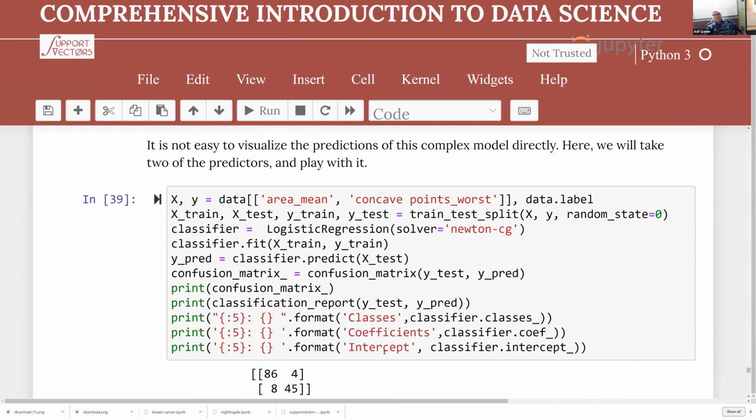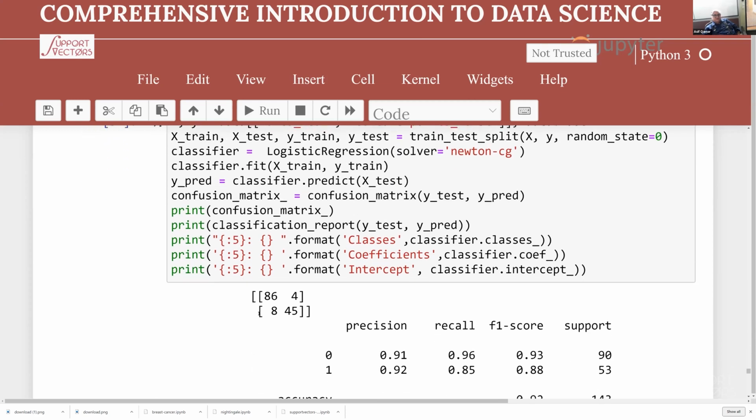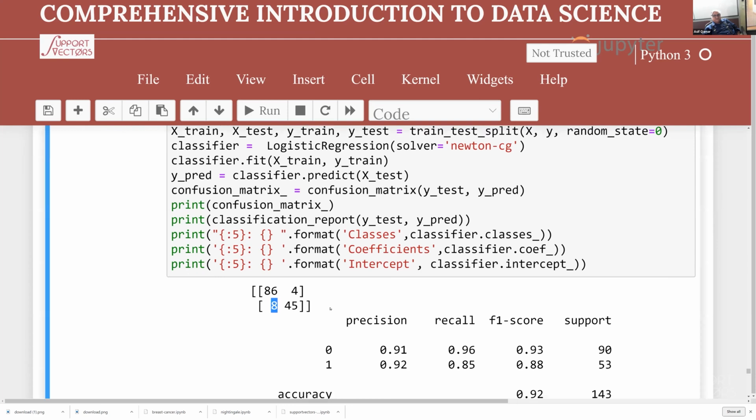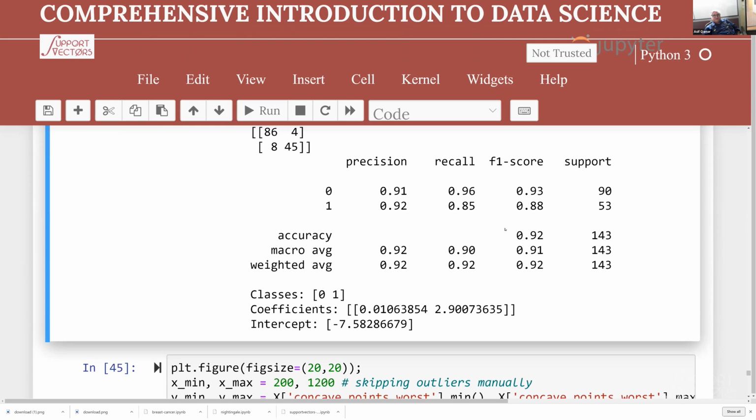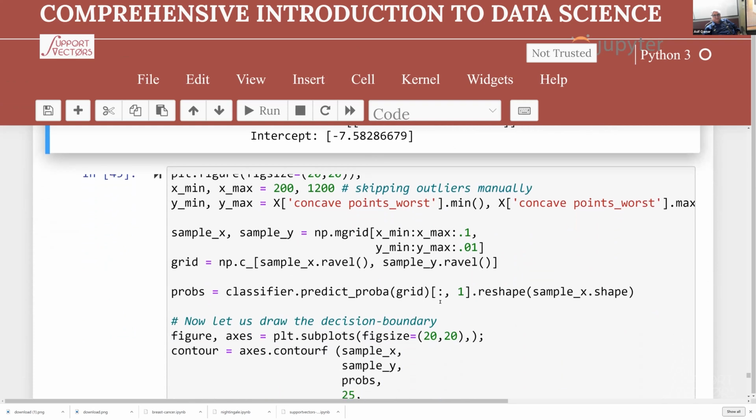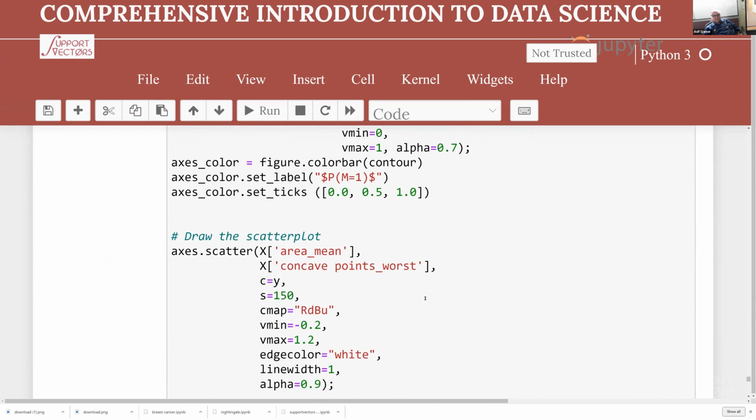One of the things is that in a higher dimensional model, it's very hard to visualize prediction. So just for fun, I took two random features: area mean and concave points worst. I expect you to try out your own. I built this prediction model and you see there are quite a few misses, 8 misses. The accuracy has gone down, the recall has gone down. Things have gotten a little worse, but the purpose was just to plot it.